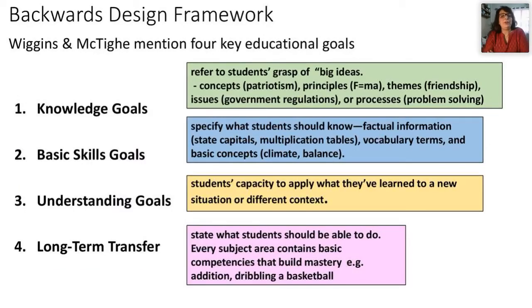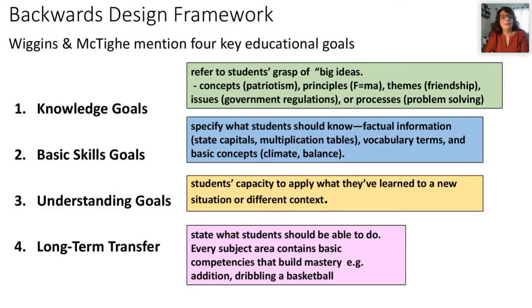All right, so if you look at the backward design framework, Wiggins and McTighe mention four very specific key educational roles. There are knowledge goals, basic skills goals, understanding goals, and long-term transfer goals. But I have mixed them all up for you. You need to tell me which color knowledge goals refers to. You can put in the color if you want to. If you want to say knowledge goals is pink, basic skills is green, okay? So I want you to write something on the chat box for me to see.